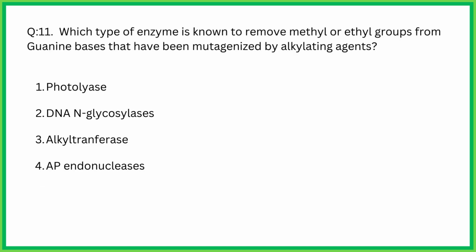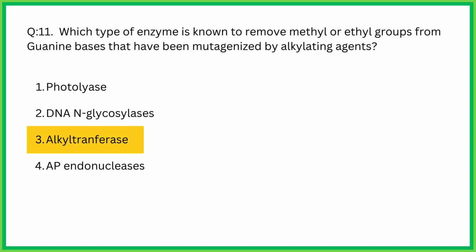Question number 11. Which type of enzyme is known to remove methyl or ethyl groups from guanine bases that have been mutagenized by alkylating agents? Option 1 photolyase, option 2 DNA glycosylase, option 3 alkyl transferase, option 4 AP endonuclease. So the correct option for this question is option 3, alkyl transferase.